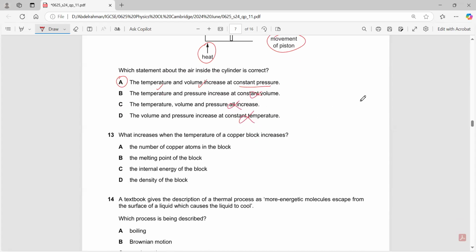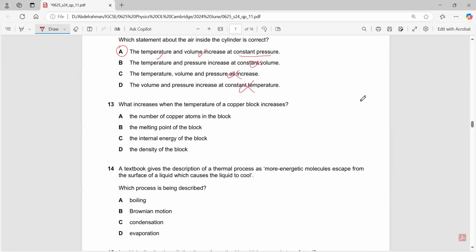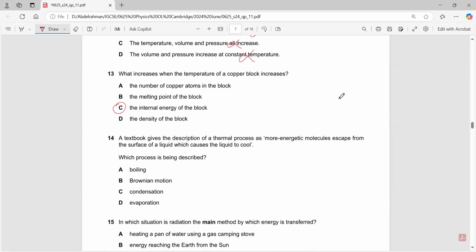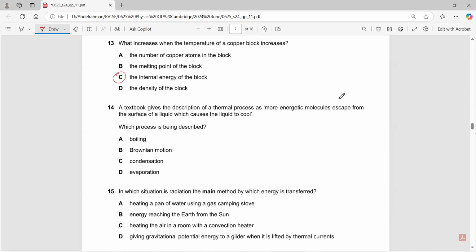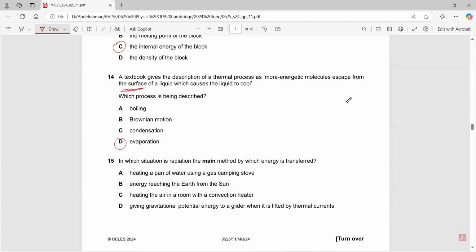Question 13. What increases when the temperature of a copper block increases? The internal energy of the block. Yes, the internal energy increases. A textbook gives the description of a thermal process. More energetic molecules escape from the surface. So this is evaporation. We know that when molecules escape from the surface, this is called evaporation.